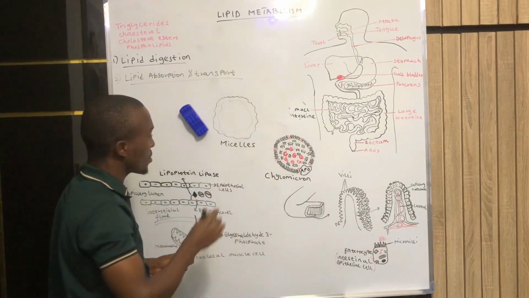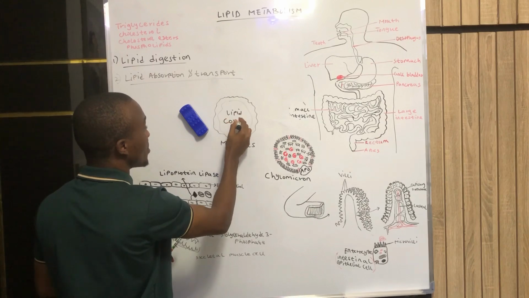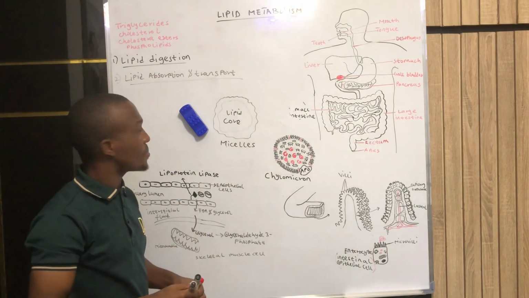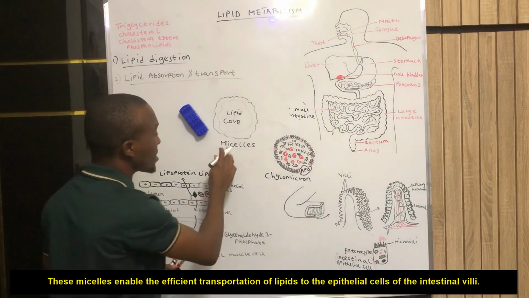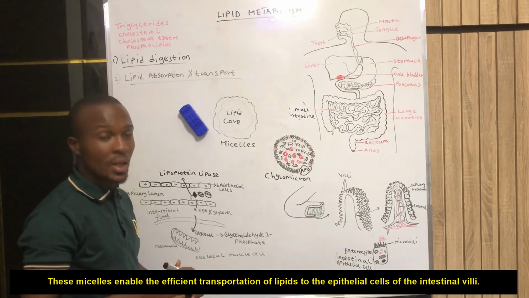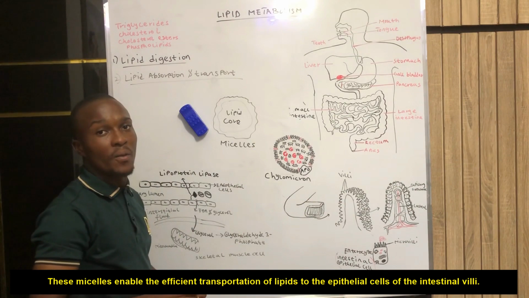So these micelles consist of a lipid core made of the products of lipid digestion, with bile salts clustering around. These micelles enable the efficient transportation of lipids to the epithelial cells of the intestinal villi.